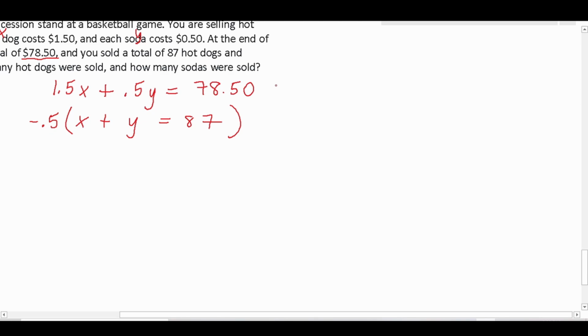Again, I'm just going to copy this straight over here. So this is 1.5x plus 0.5y equals 78.50. And now I'm going to take this negative 0.5 and distribute it to this x, to this y, and finally to this 87. So let's go ahead and do that.